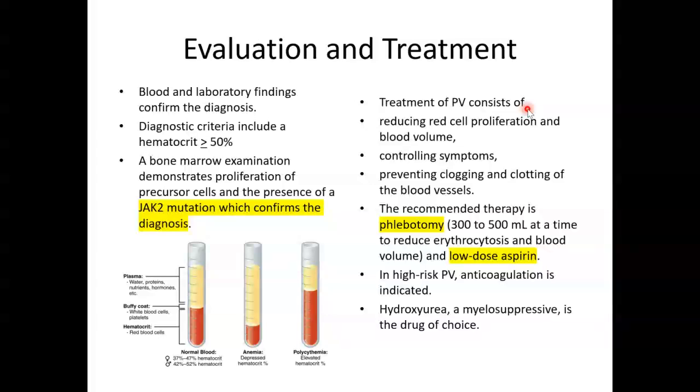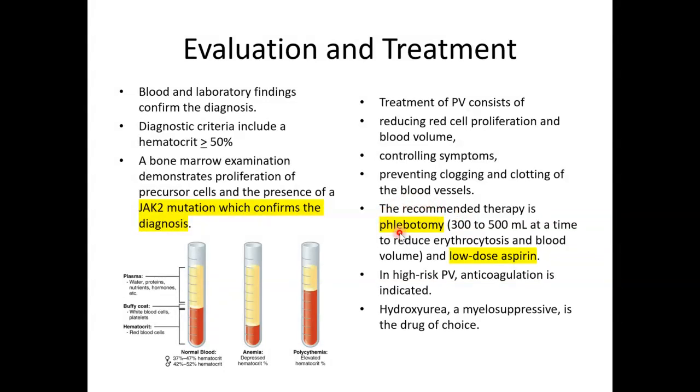Treatment for polycythemia vera consists of reducing red blood cell proliferation and blood volume, controlling those symptoms that they have, preventing clogging and clotting of the blood vessels, and this is done by phlebotomy. So this is a patient who's going to get phlebotomy, 300 to 500 milliliters at a time to reduce their erythrocytes and blood volume, and they are on a low-dose aspirin just to prevent the platelets from clotting and sticking together because of all that stuff in their vessels.